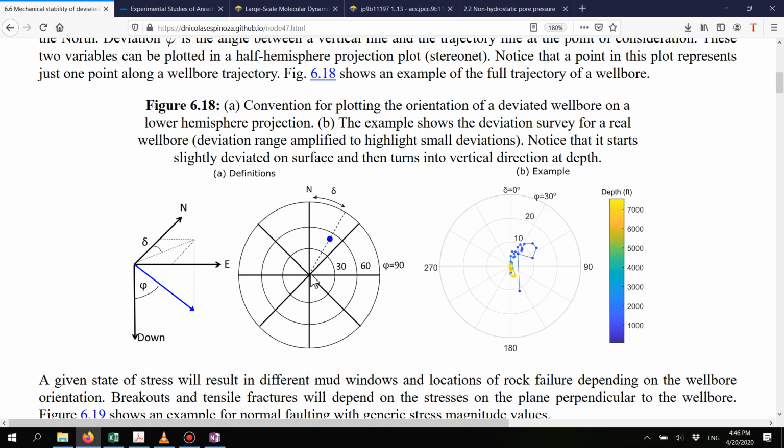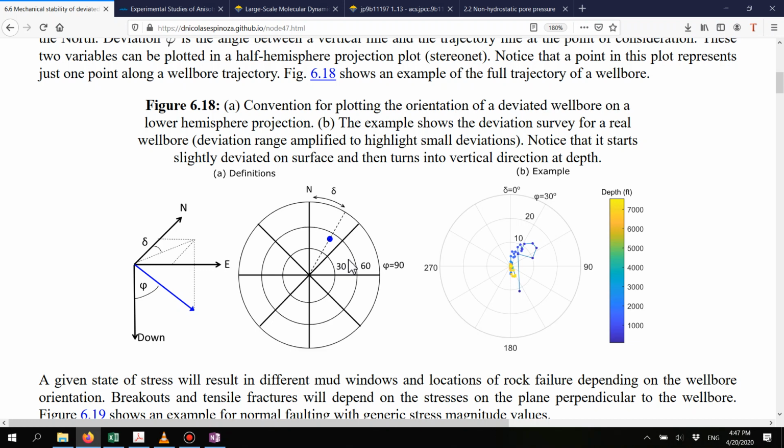A dot which is in the center would be a vertical wellbore. A dot which is on the periphery of this lower hemisphere projection is going to be a horizontal wellbore. For example, a dot somewhere over here is going to be a horizontal wellbore going in direction north. A point somewhere over here will be a horizontal wellbore going in direction east. And anywhere in between, we will have a deviation which is neither a vertical nor a horizontal wellbore.